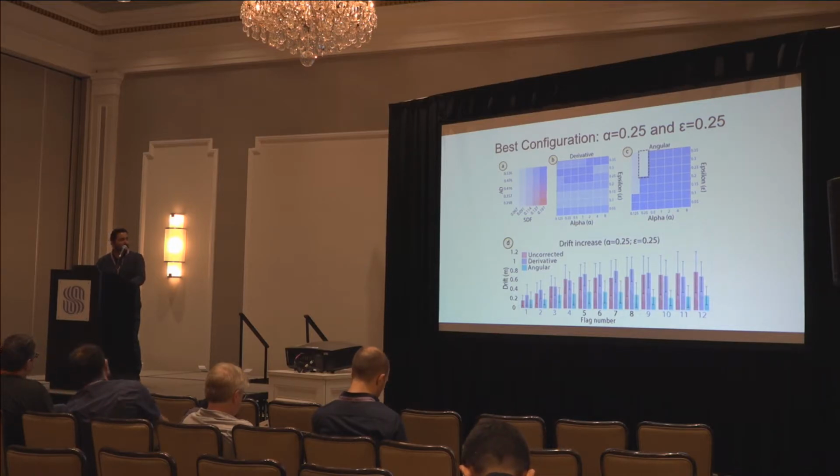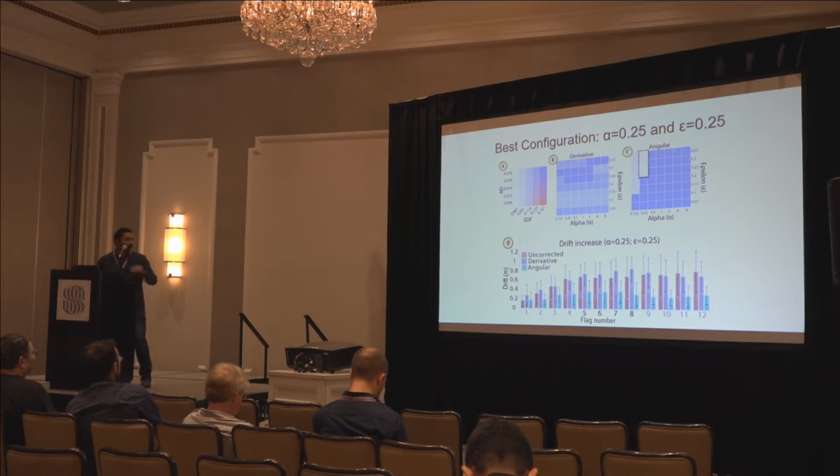However, the results from the angular correction are quite promising. And we can observe in the graph at the bottom that the corrected version using angular is actually reducing the average drift from almost 70 centimeters to 20.